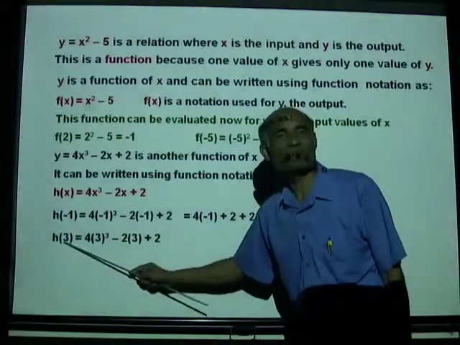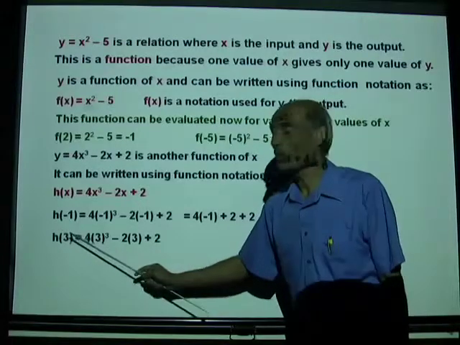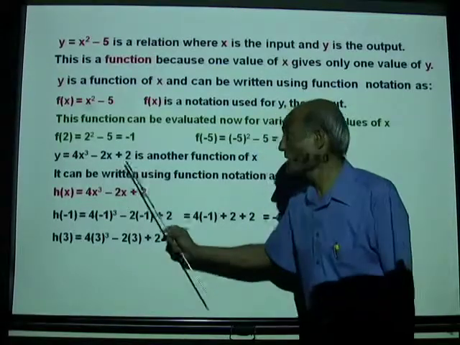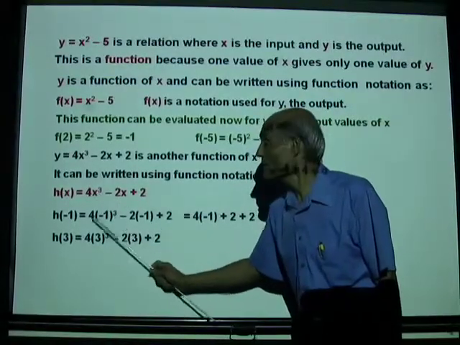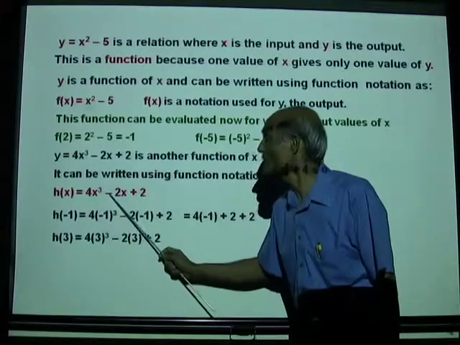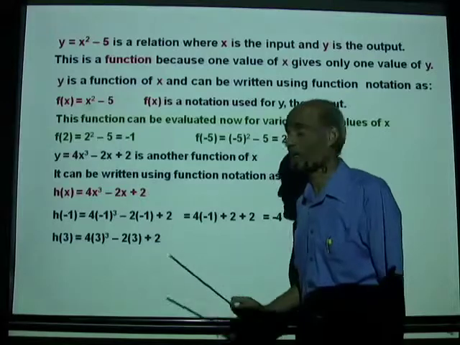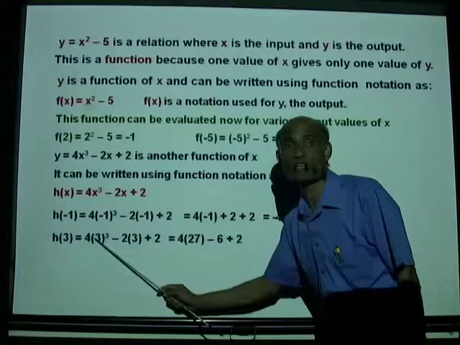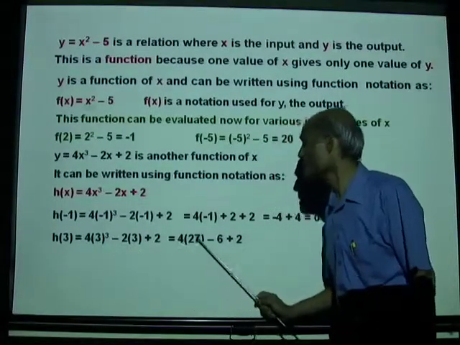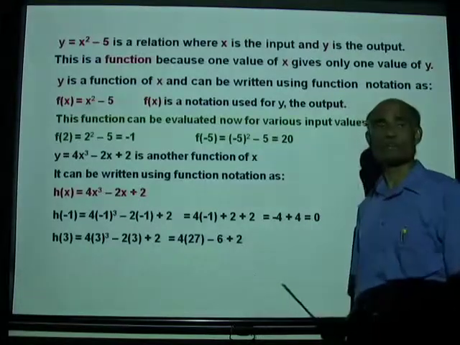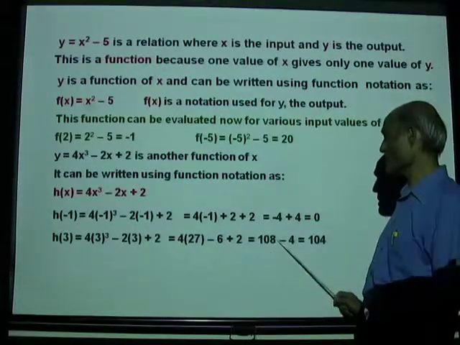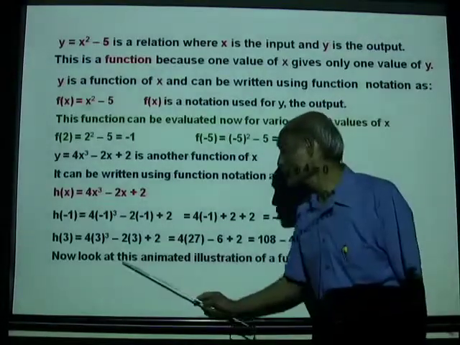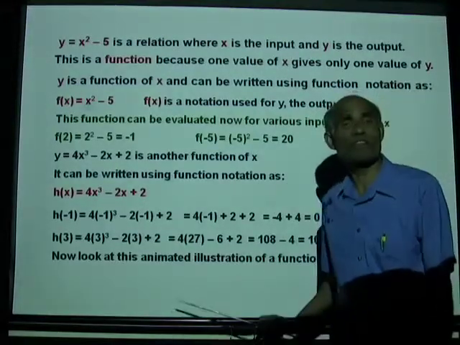How about h of 3? What does h of 3 mean? What is the output of the function when the input equals 3? Alright, replace your x by 3. It'll be 4 times 3 cubed minus 2 times 3 plus 2. And 3 cubed is 3 times 3 times 3, which is 27. So that will be 4 times 27 minus 6 plus 2. And that is 108 minus 4. That is 104.